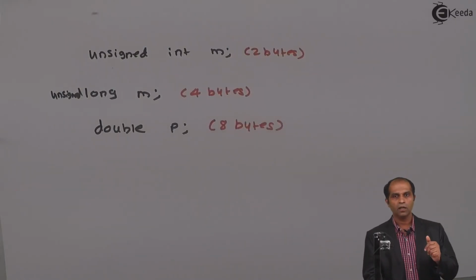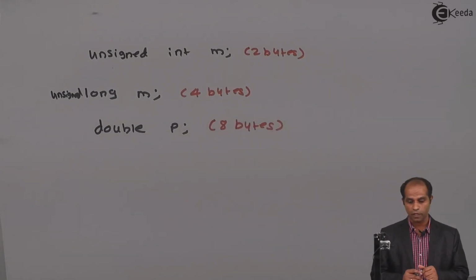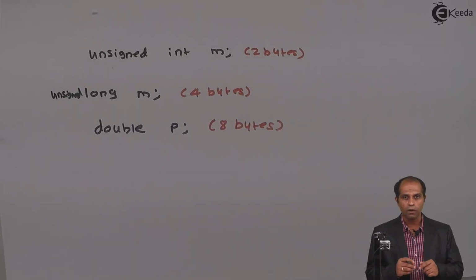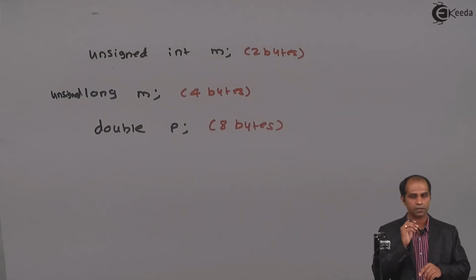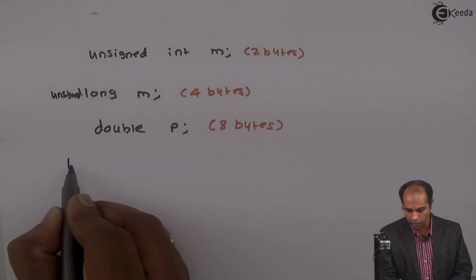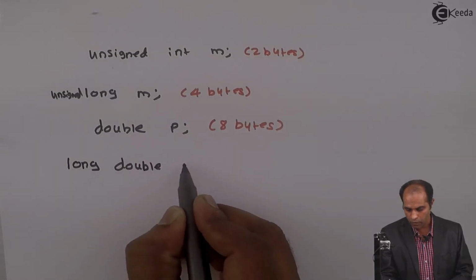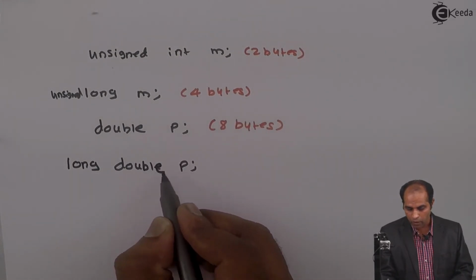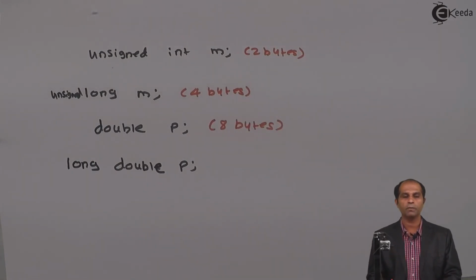So unsigned, long and int, they are very large or normal integer values. What if you say that I'm supposed to store very large to large fraction values? Can I use a modifier with double? Yes, you can go with the data modifier called long double. Let me say long double P. Now how does a normal variable double P differ from long double P?